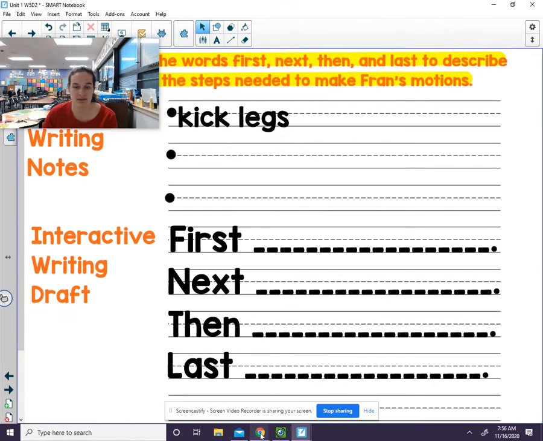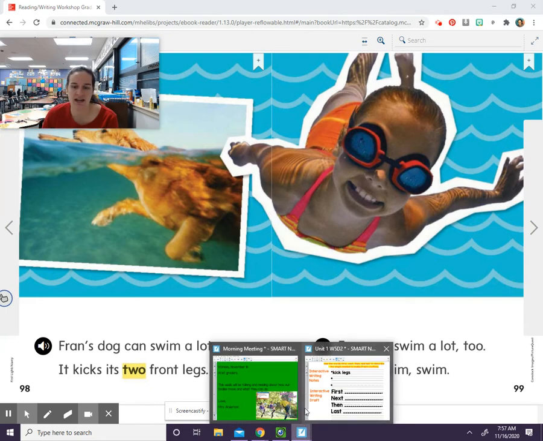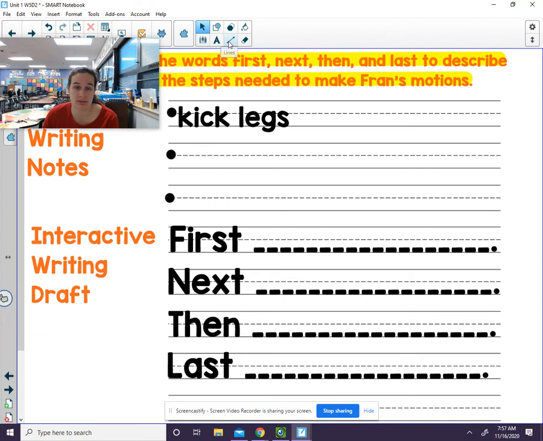Okay, let's think of something else. Well, what is she doing here? She has to use her arms to swim. So she has to use her arms. What do you do with your arms? You pull your arms. So we're going to add that idea. We pull our arms.